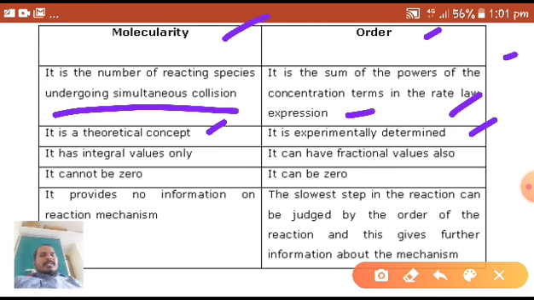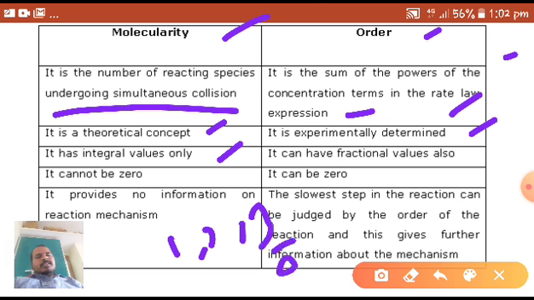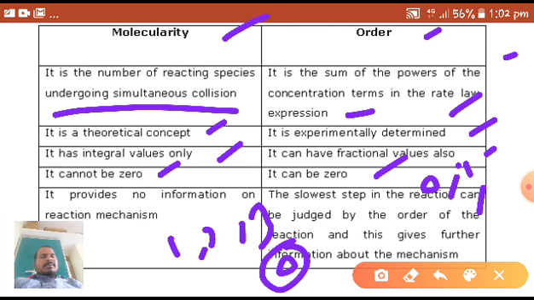And order is determined experimentally. Molecularity has integral values only: it should be 1, 2, 3, 4. It cannot be 0, because we cannot say it's a zero molecular reaction. If there are no molecules, how can the reaction proceed? So molecularity cannot be 0 or fractional. But order can be 0; we know there is zero order reaction, first order reaction, and there may be fractional values for the order of a reaction.